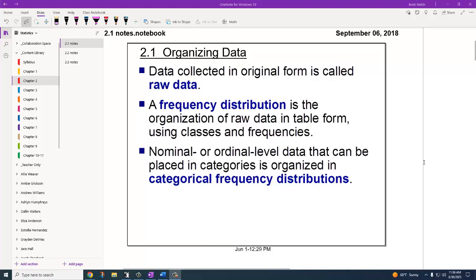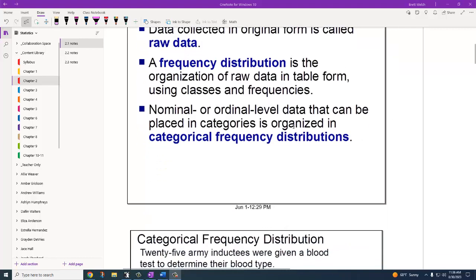Data, when it's in its raw form that we collected, which is either going to be a bunch of yes, no's, rankings of how good a professor was. Maybe it's your height, all the different heights from different people in a classroom. That's all going to be raw data that needs to be organized so we can make sense of what we're looking at. A frequency distribution is a good table that we can use to organize classes of information and the frequency at which those classes are represented.